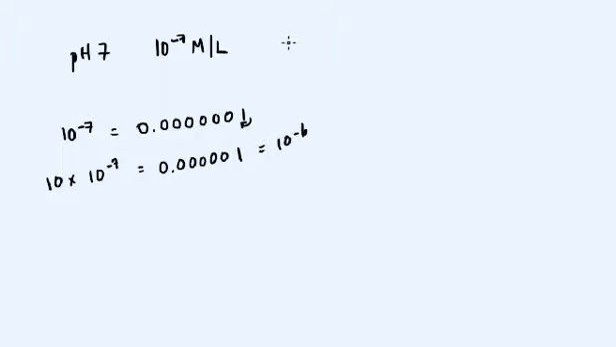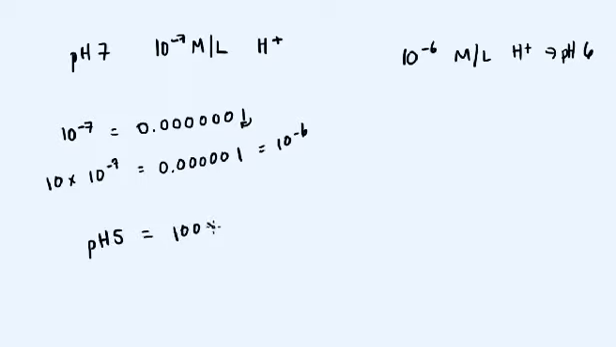So basically what we're saying here is that if the concentration of hydrogen ion is 10 times greater than at pH 7, then the concentration is going to be 10 raised to the minus 6th moles per liter of hydrogen ion, and this is going to correspond to pH 6. Okay? And by that virtue, pH 5 is going to be 100 times greater in terms of its hydrogen ion concentration than pH 7.